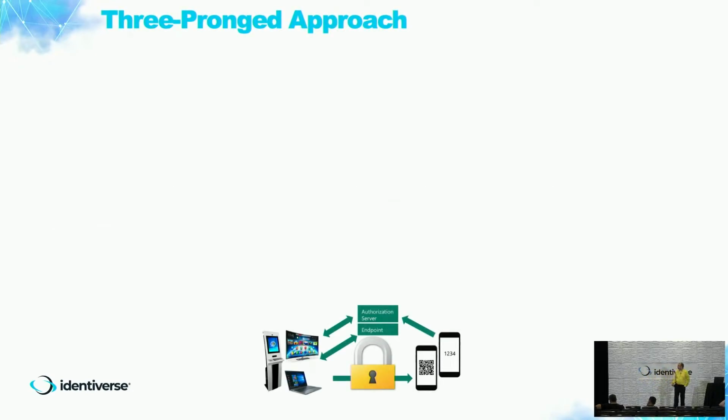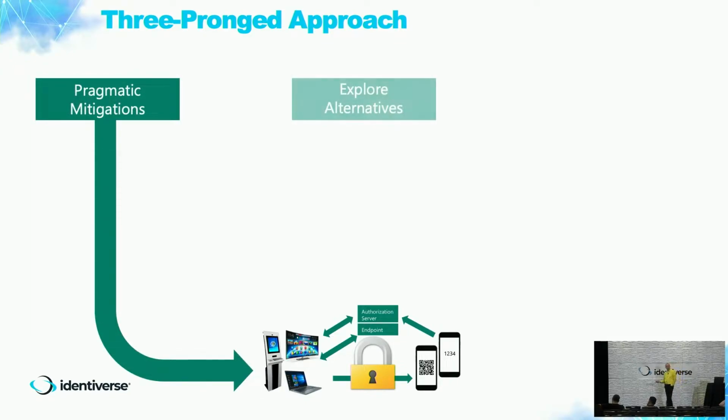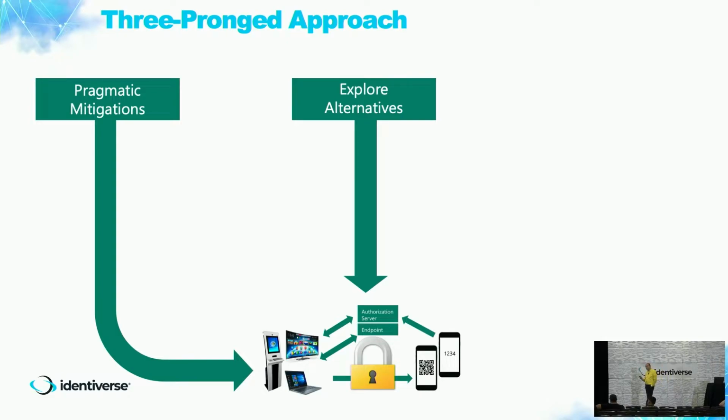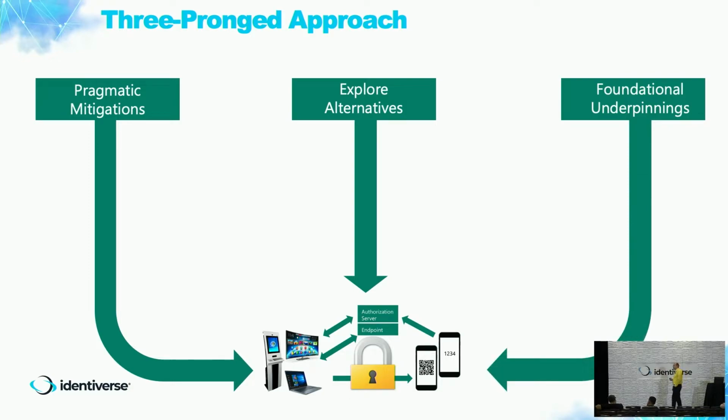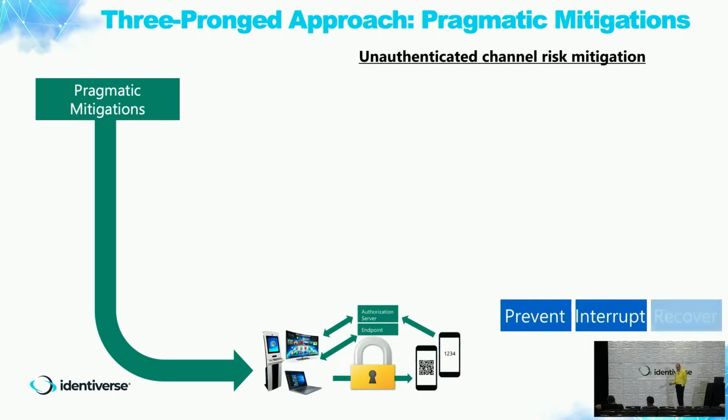So to get there, we're proposing a three-pronged approach at this point. One, a set of pragmatic mitigations. Two, we're beginning to explore some alternatives. There's some really exciting work happening in the FIDO Alliance, and I'll talk more about that in a moment, that may point to a path forward. And three, foundational underpinnings. Getting to a place where we have proofs through formal methods that allow us to actually assess whether the mitigations that we're deploying are having an impact and are working. So let's talk about some pragmatic mitigations.